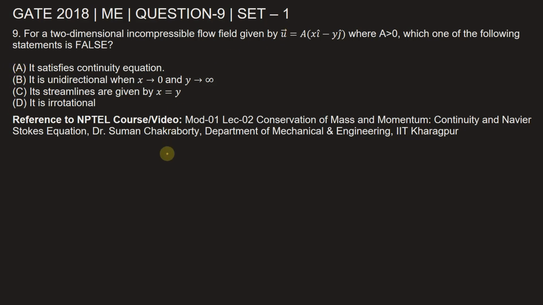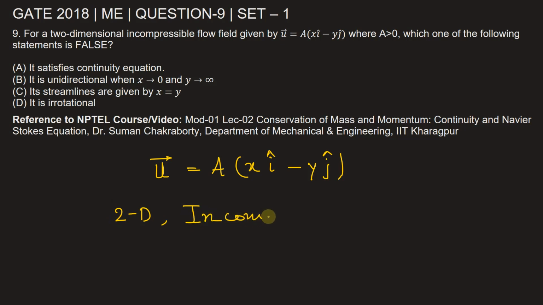So let's first write the given information, that is the velocity vector given here, that is u vector is equal to a x i cap minus y j cap. Okay, so this is the flow field given, and it is also given that it's a two-dimensional incompressible flow. So 2D incompressible flow.